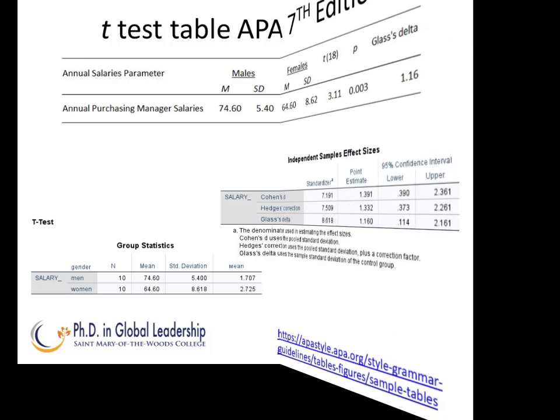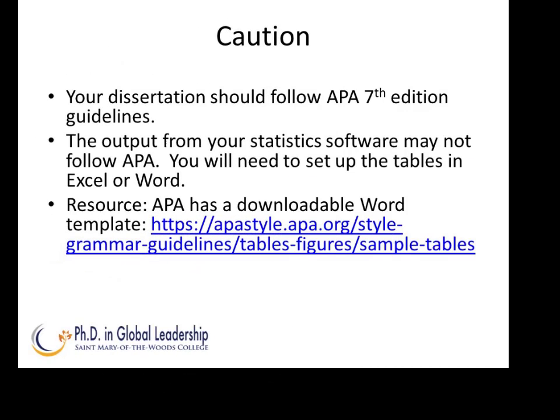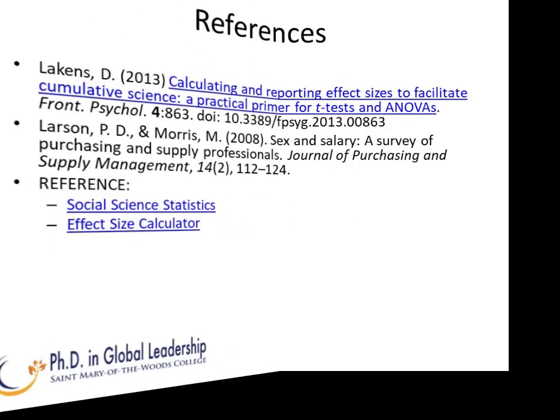As a caution, review the latest APA edition guidelines and remember that the output from your statistics software may not follow APA, probably will not. You can download a Word template from APA that has the sample tables, and I've given you that link in the slides. And in closing, here are some references.